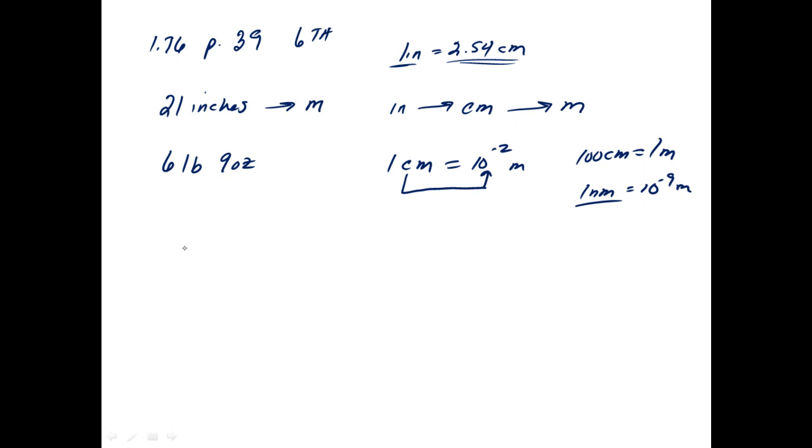So what we do is we take the 21 inches. We put a multiplication symbol and a quotient bar. We want to get rid of the inches, and we want to be left with centimeters. That's what we're doing here, inches to centimeters. So we look at our equality up here, and we need inches in the denominator. So we're going to divide both sides of this equality by 1 inch.